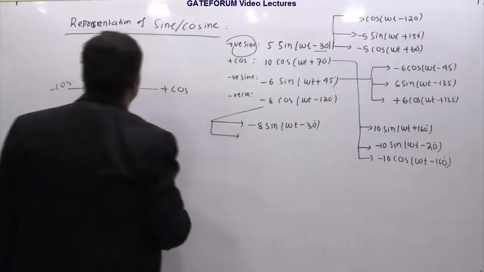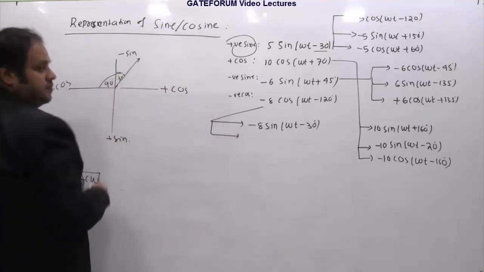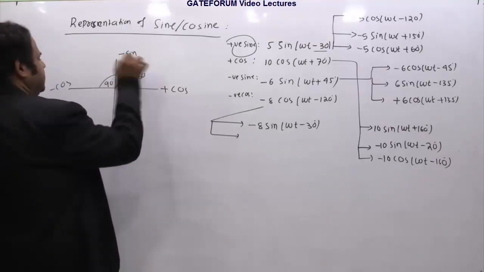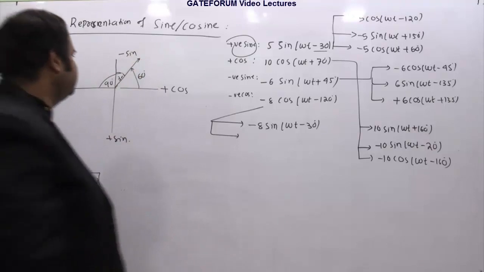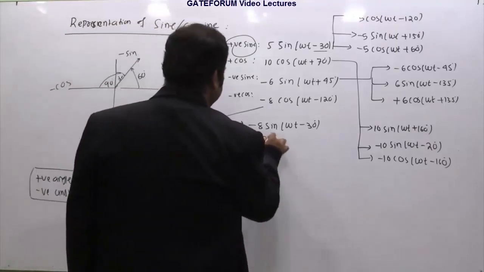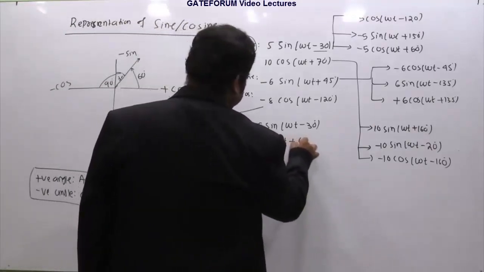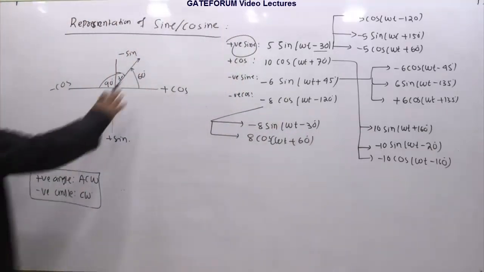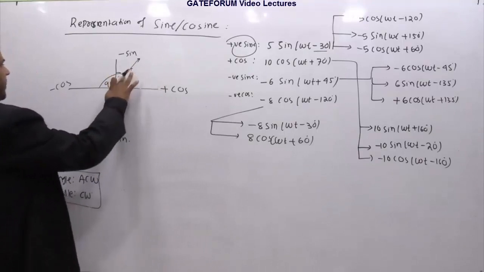And how much is this in positive cos form? From positive cos form means you have to measure this distance. That is definitely equal to 60 degrees in the anti-clockwise direction. So this will be 8 cos of omega t plus 60 degrees, right? Because anti-clockwise movement. What is the next thing then?